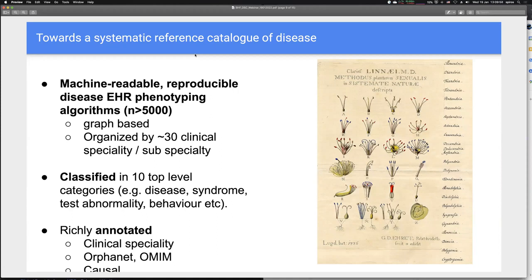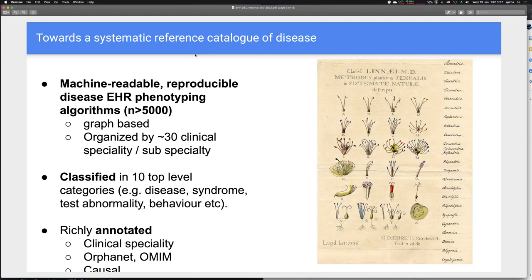based on existing work of phe codes and expanding on manual annotations into 5,000 or so hierarchically organized phenotype codes. So this is essentially a really big graph structure where things can have only a single parent at the moment, and it's organized by clinical specialty. So we have roughly 30 clinical specialties and subspecialties that we've extracted from the GMC and other sources to manually annotate and tag all of these.